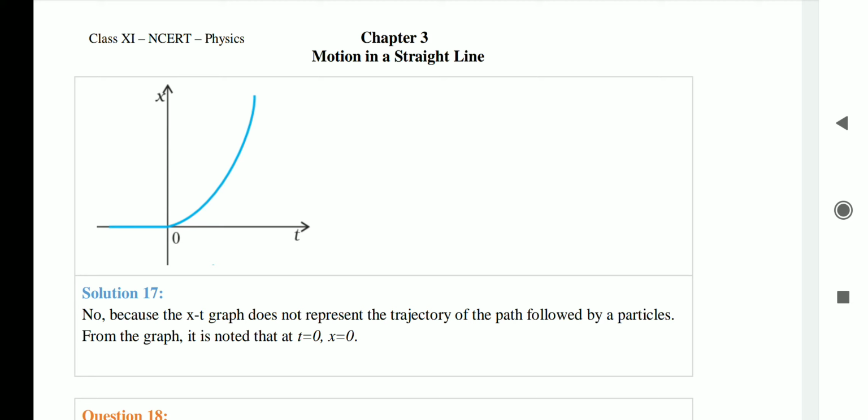So you will be able to do the problems related to graphs now.